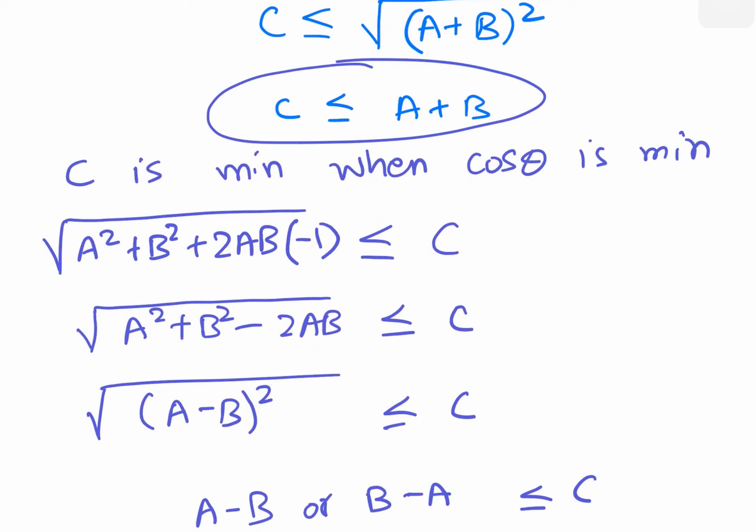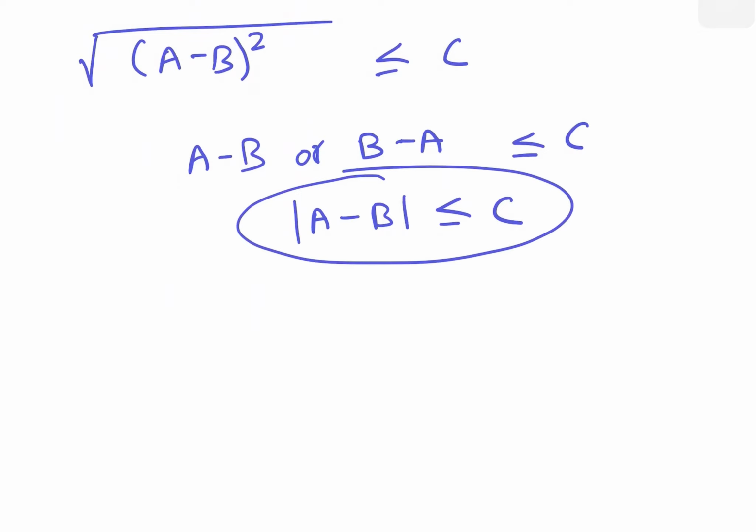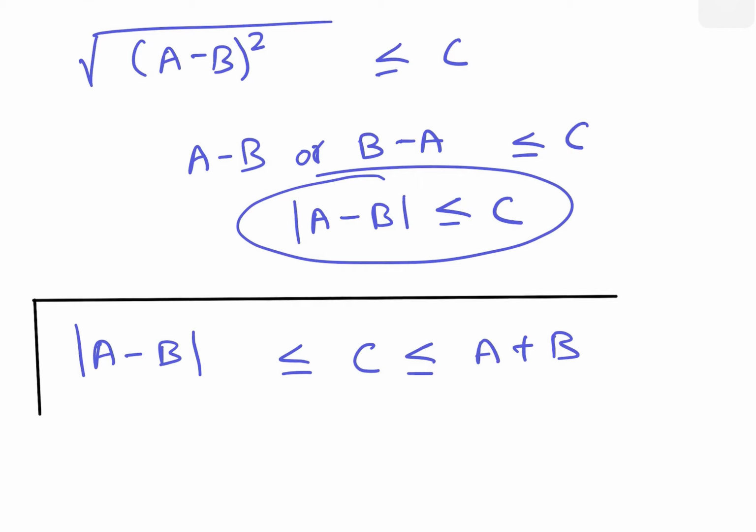So we use this inequality, and we use this inequality, then we get C less than equal to a plus b and greater than equal to modulus of a minus b. This is again our triangle inequality.